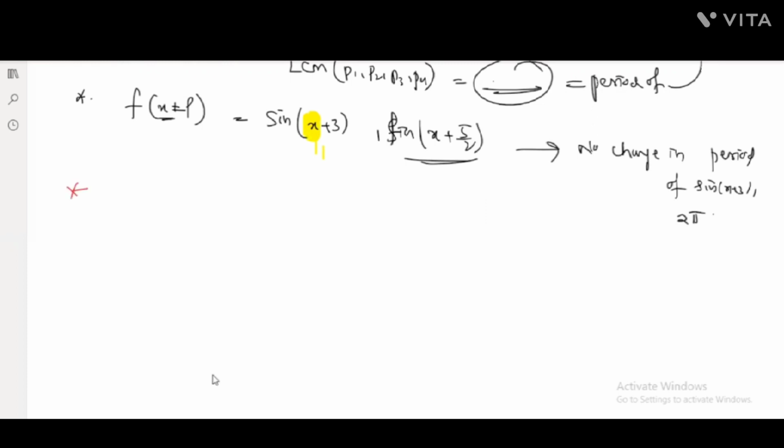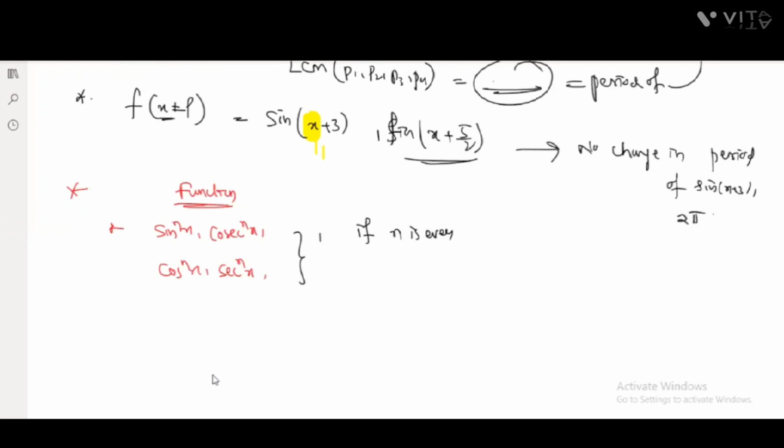Next up, we have a few things like some standard functions. So we will discuss directly. I will write here a few things like sine power nx, cosecant power nx, cos power nx, secant power nx. So for this, what are the periods? If n is even, the period is pi. If n is odd, the period is 2 pi.